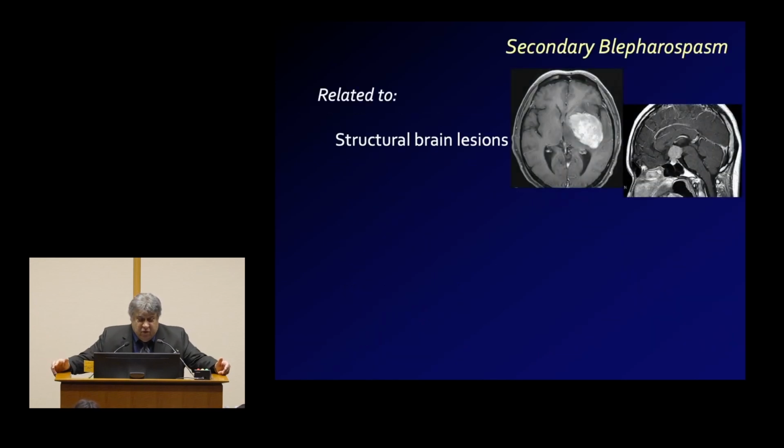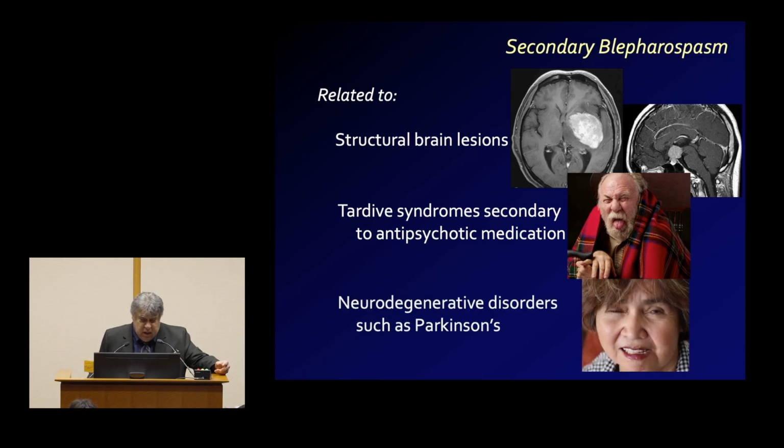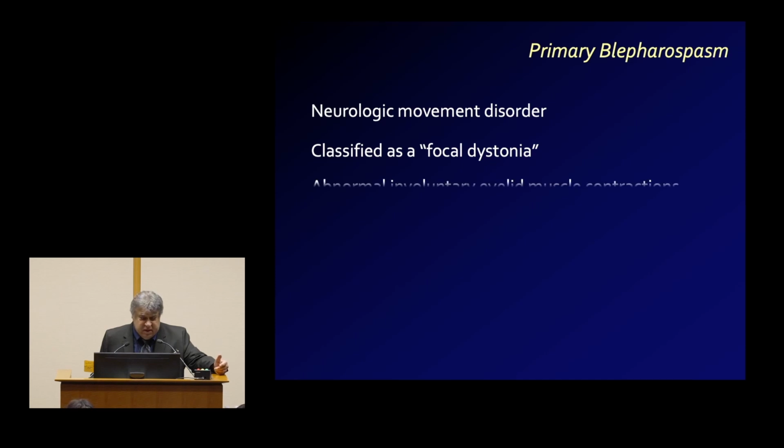Secondary blepharospasm are related to structural lesions, brain lesions, especially in the midbrain and the region of the basal ganglia. They can be caused by tardive syndromes, as a secondary effect of some antipsychotic medications, and can be associated with some neurodegenerative diseases such as Parkinson's disease. Primary blepharospasm, which is primarily what we're talking about, is a neurologic movement disorder classified as a focal dystonia. I'll talk about that in a second.